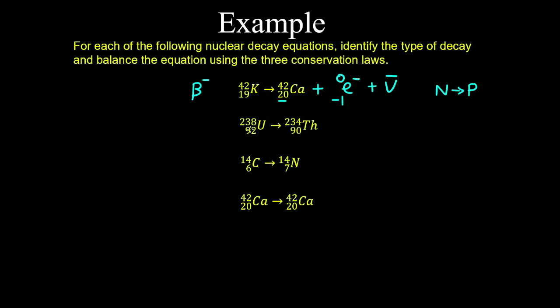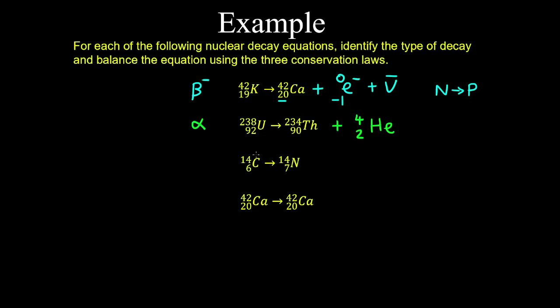Now in the second reaction, we have the difference between the nucleon numbers being 4 and the difference between the protons being 2. So to balance this equation, we must add an alpha particle on the right hand side. So this is an example of alpha decay.